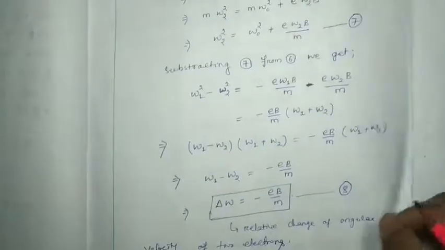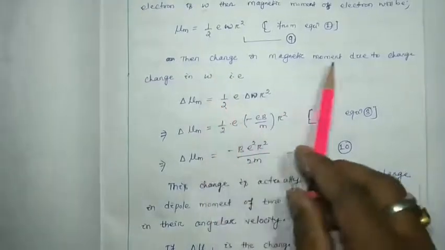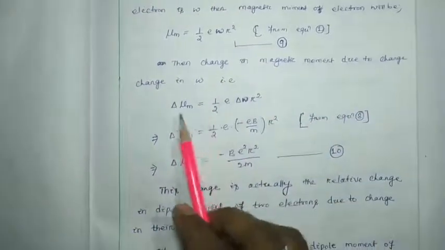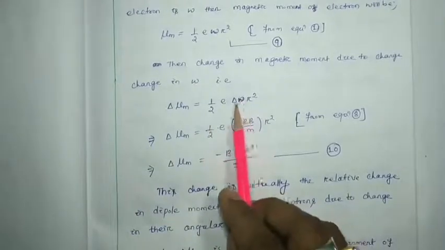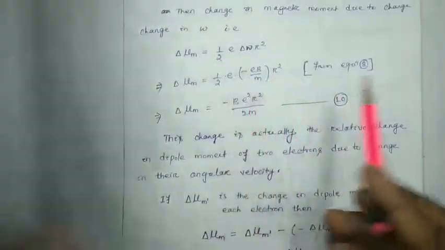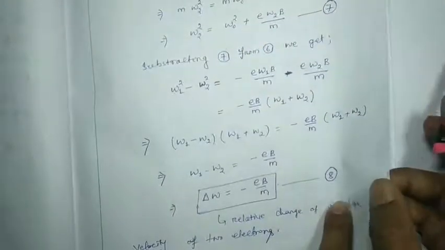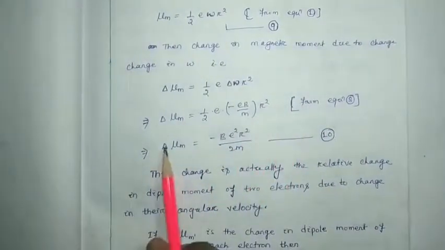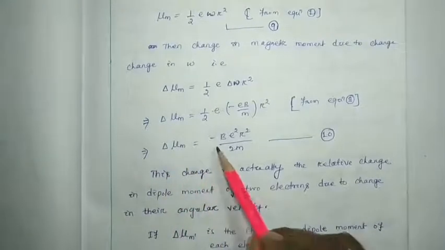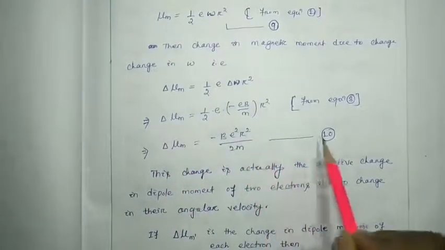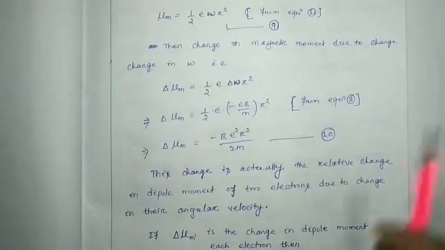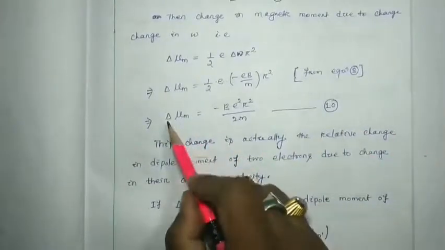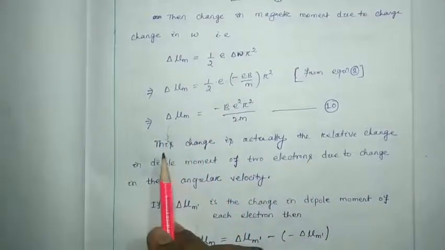Now we are going to put this value here. The change in magnetic moment due to the change in omega will be this much, and instead of del omega we can put minus eB by m, whatever we found in equation number 8. So del mu m will be equal to minus B e square r square by 2m. Let it be equation number 10.